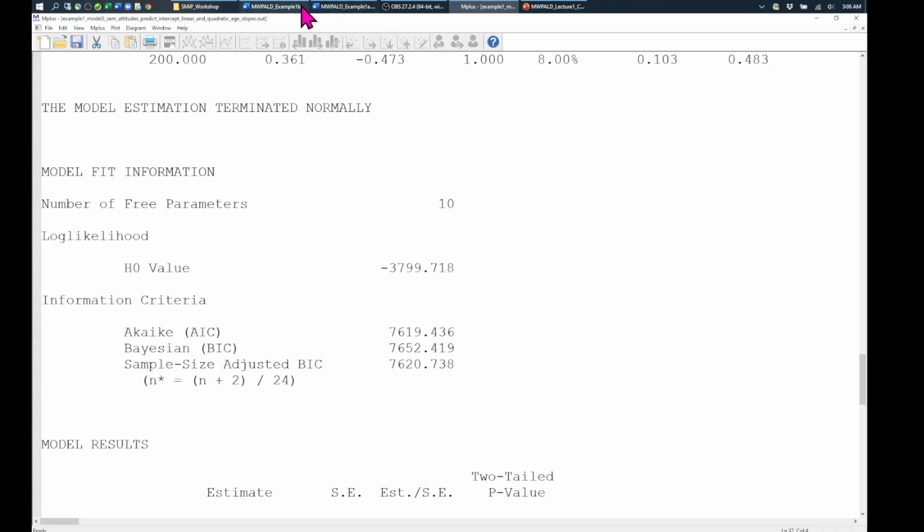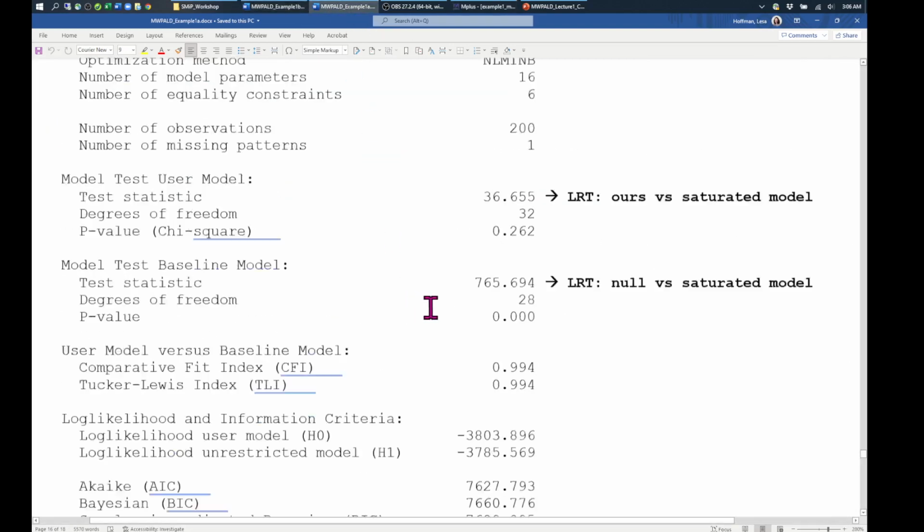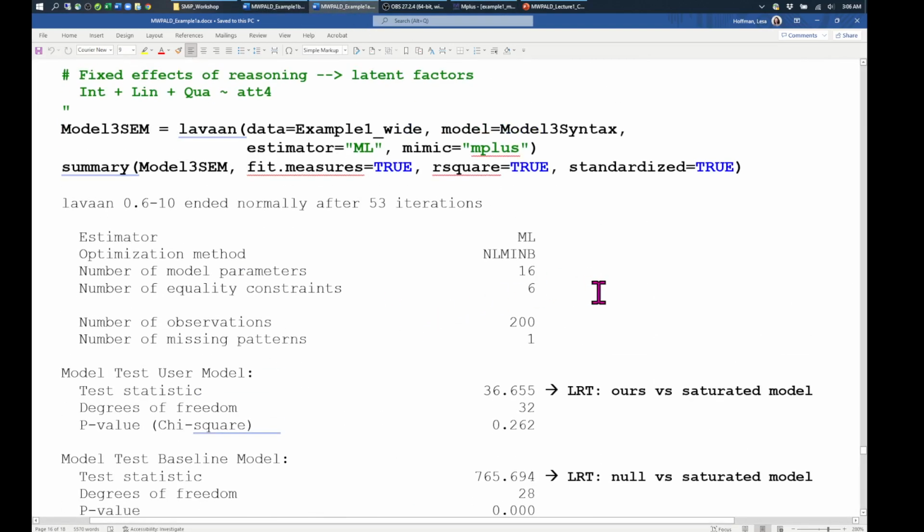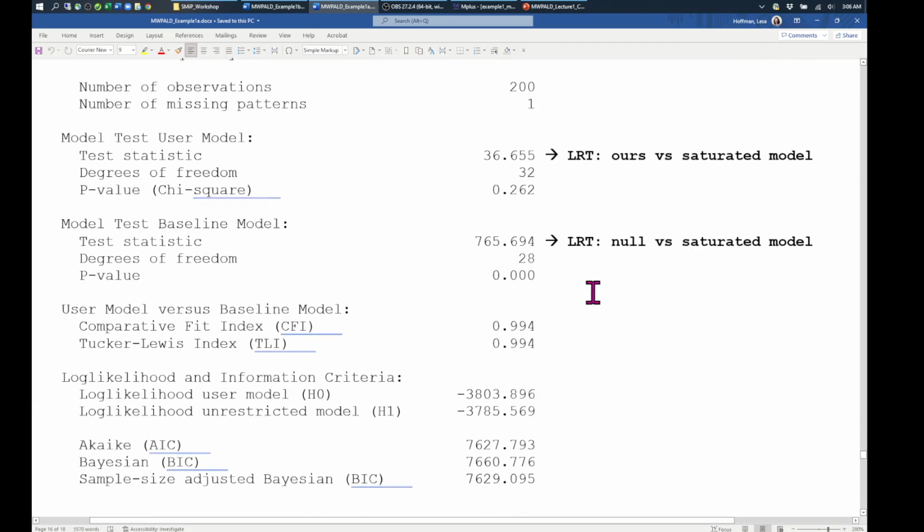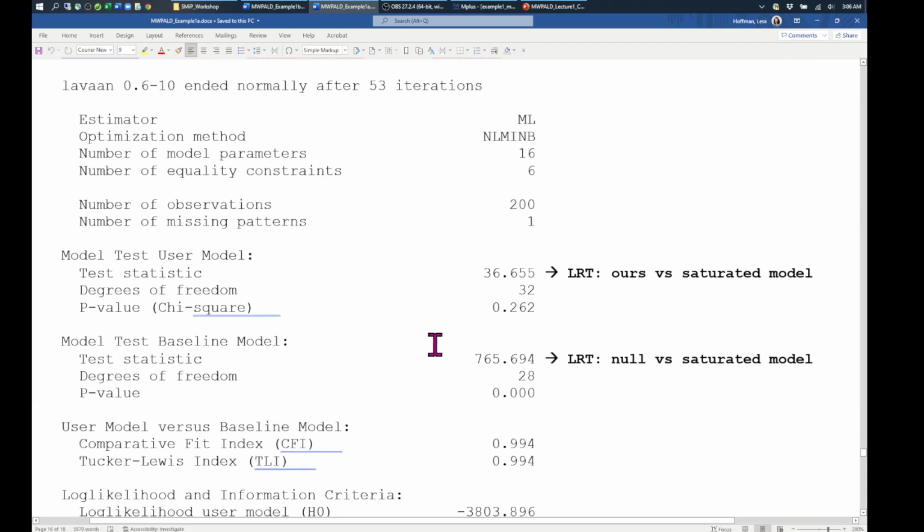Whereas in lavaan, I am pretending that I have balanced time because that's my only choice. And so now I have the right answer to come back to in terms of what the log likelihood would be if I estimated all the means separate, all the variances separate, all the covariances separate, and I can see how much worse my model is relative to that correct answer.